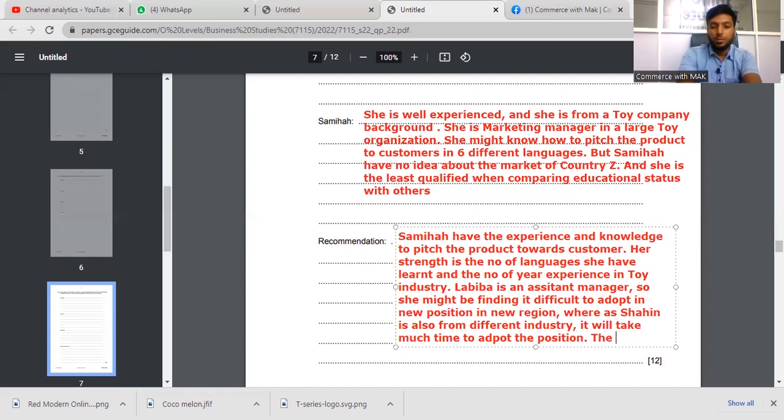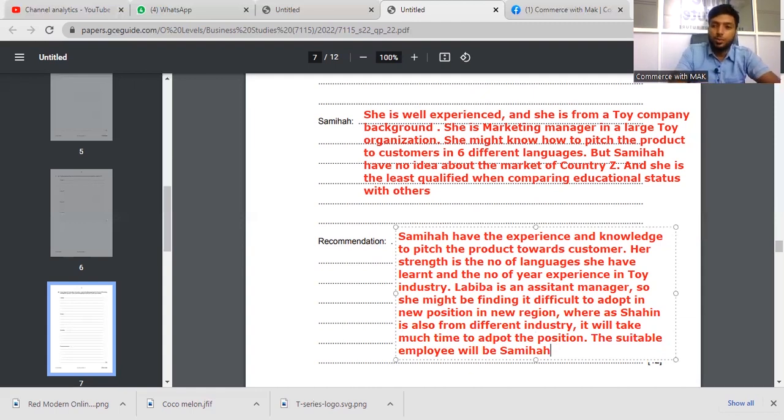A suitable employee will be Samiha. So I have given my explanation, guys. When we compare all these 3 employees, we found that Samiha has wide knowledge and experience, and she knows how to pitch the product. She's a marketing manager of a big company. No company will make you marketing manager if you are not qualified, because you might be qualified in other ways than the paper qualifications these people have completed. So that's the reason I went with Samiha. I hope you understood how we write question number 3.